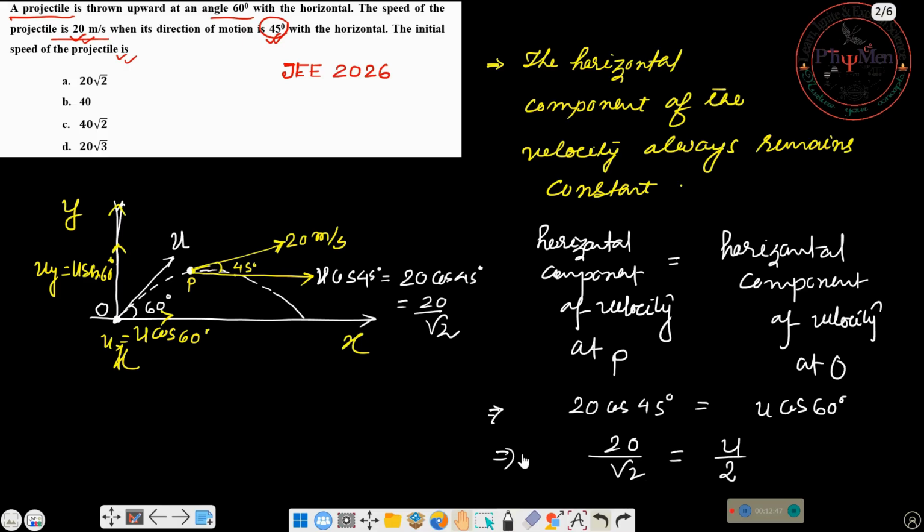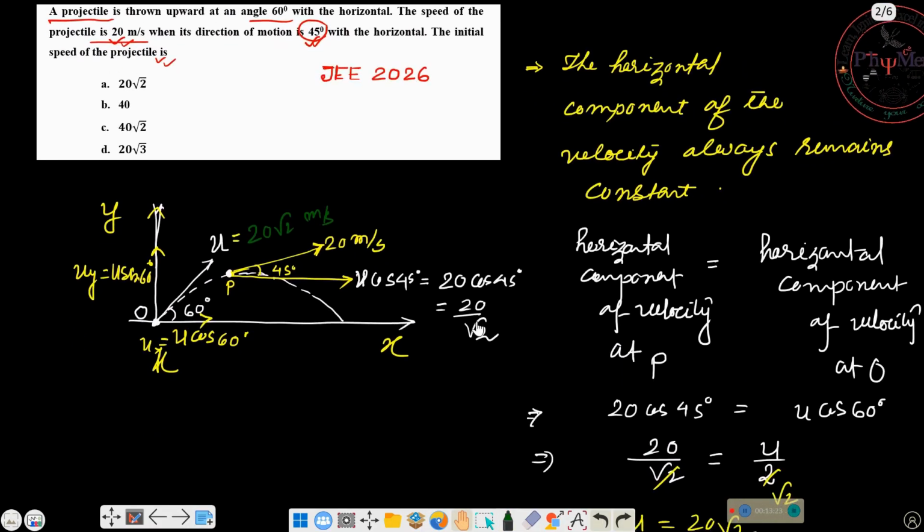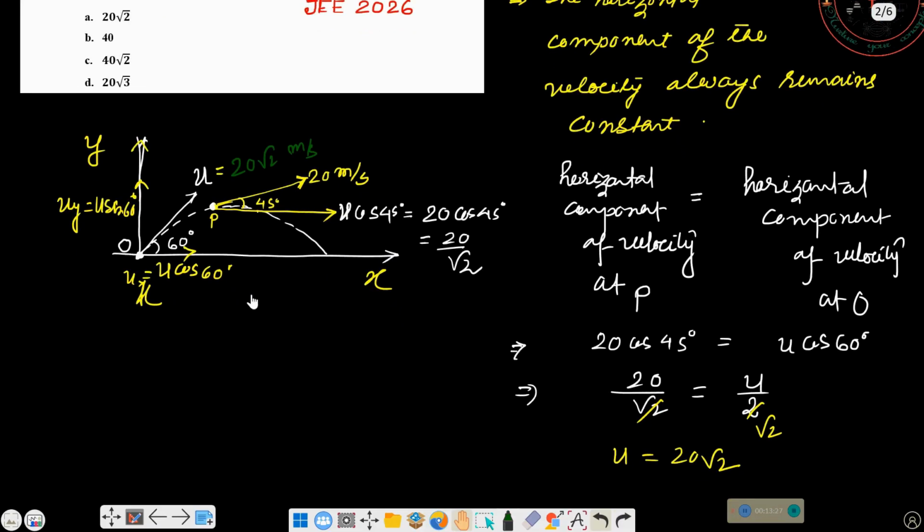So from this we will get u as 20 root 2. So this we got as 20 root 2 meter per second. So the initial speed of the projectile is 20 root 2, that is the answer, in meter per second.